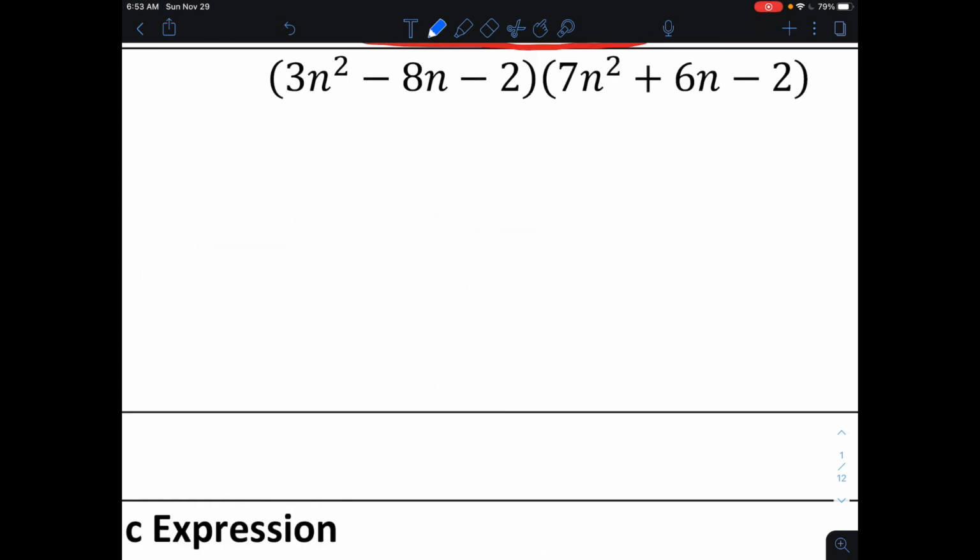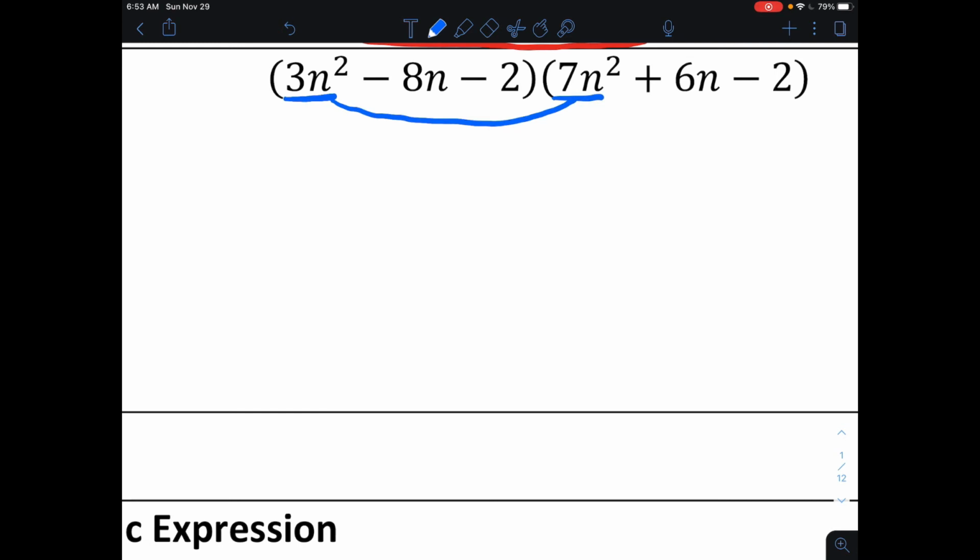All right, and now we got this last one here. So I want to multiply, and this time we have a trinomial times another trinomial. So I have to multiply out 3 different times here. We're going to start with the first term, 3n squared, and I got to multiply it to everything on the inside of the second set of parentheses.